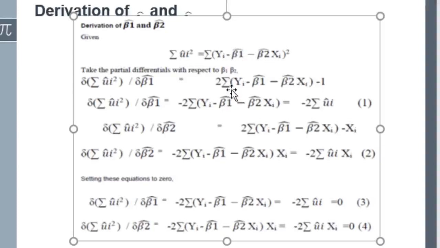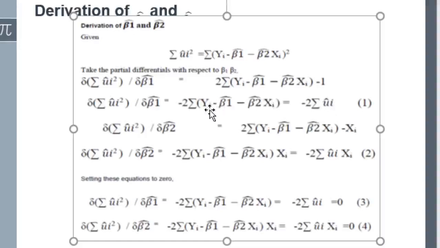This minus 1 can be multiplied by the 2, and we get minus 2 sigma of yi minus beta 1 cap minus beta 2 cap xi. This sigma of yi minus beta 1 cap minus beta 2 cap xi is nothing but ui cap, which we have seen in the last slide.